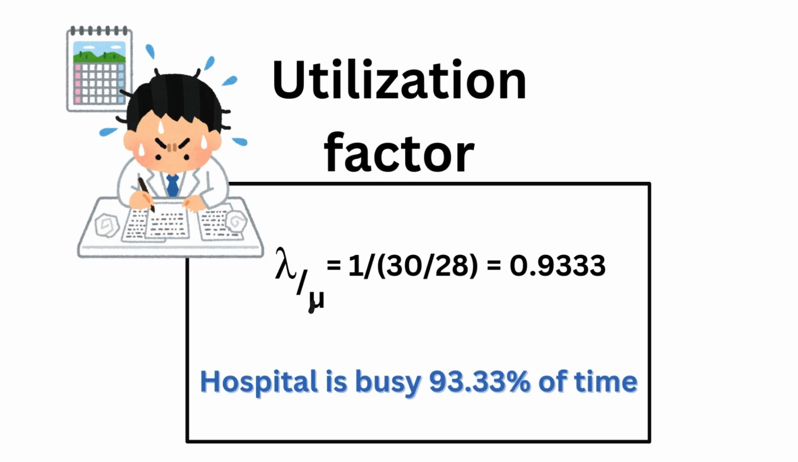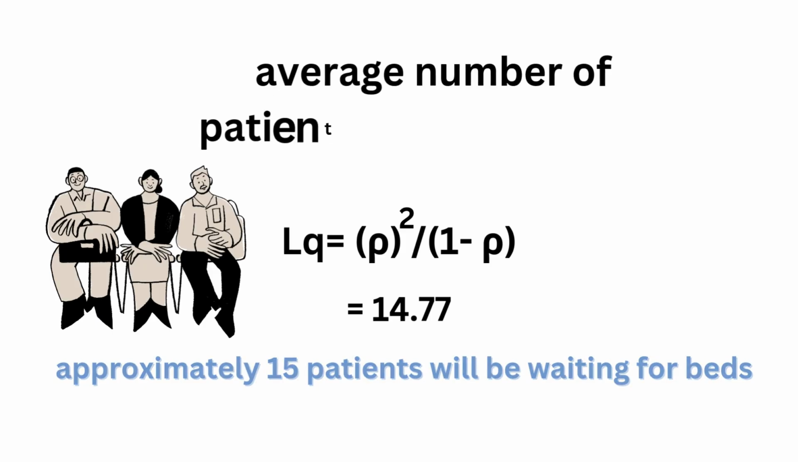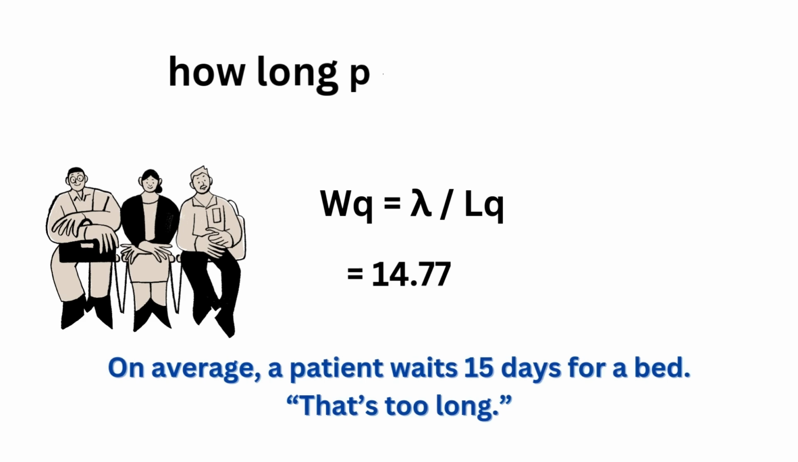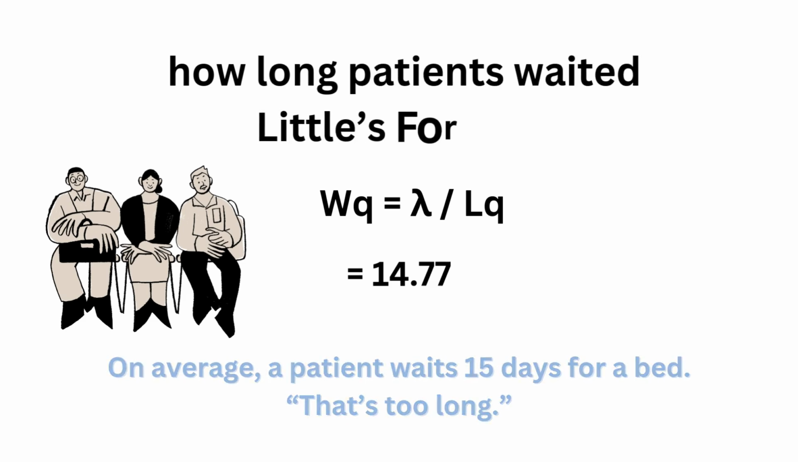Next, we calculated the average number of patients waiting for the beds. For this, we calculated Lq. And the formula is Lq is equal to rho squared divided by 1 minus rho, which comes out to 14.77, or approximately 15 patients waiting for beds. Finally, we found out how long each patient waits. For this, we use Little's formula. On average, the patient waits 15 days for a bed. That's too long.